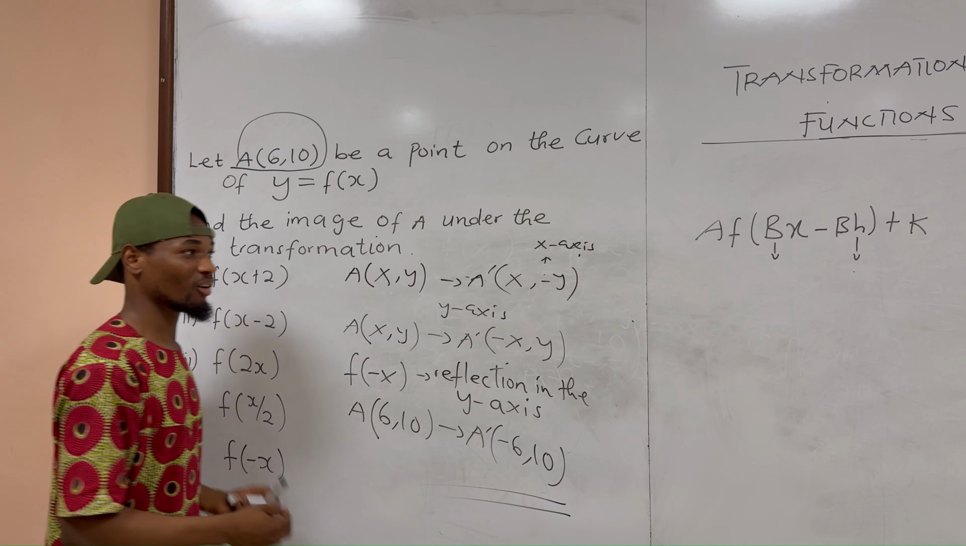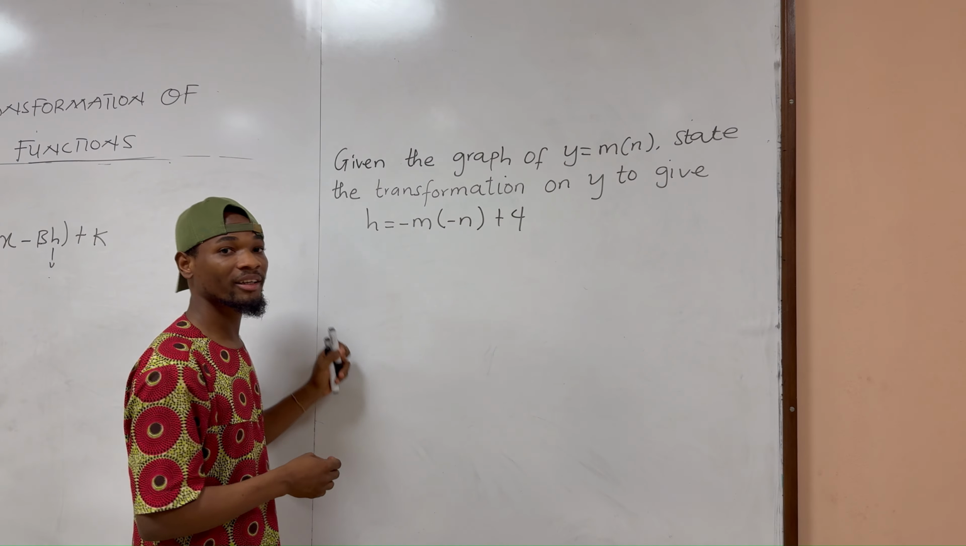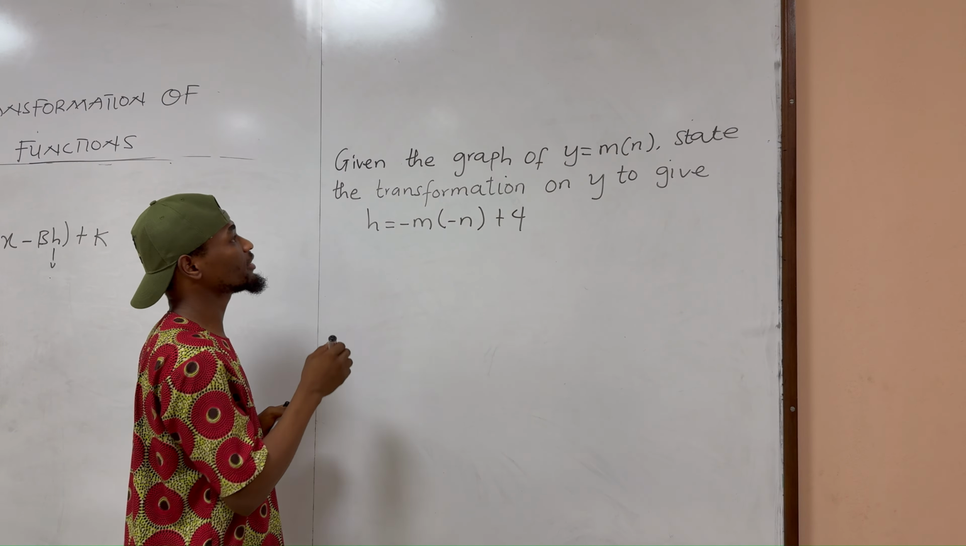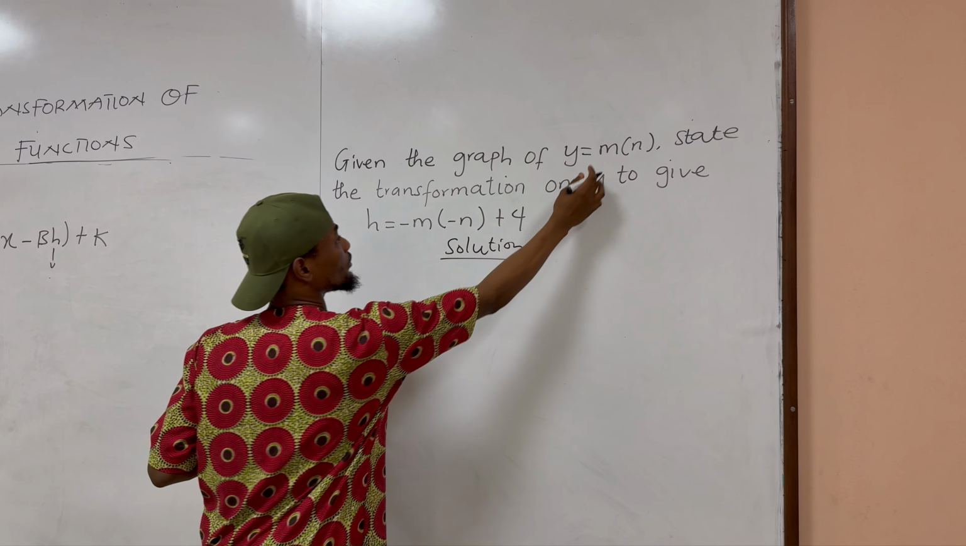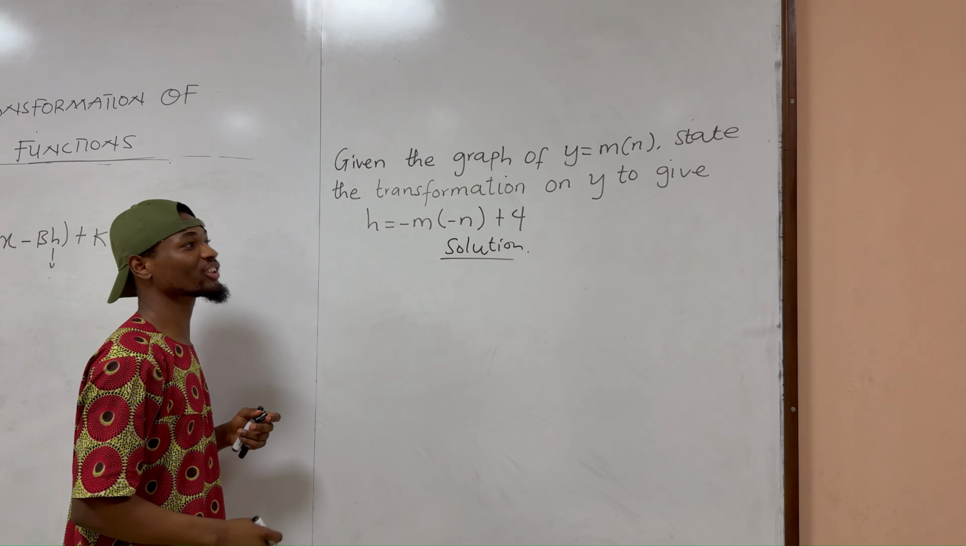You get it that way? Alright, so let's consider the last question. Given the graph of y equals m of n, state the transformation on y to give this. So we have h equals negative m of negative n plus 4. State the transformation. So this one, what are we going to do?